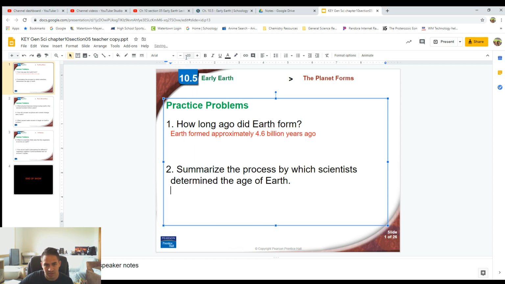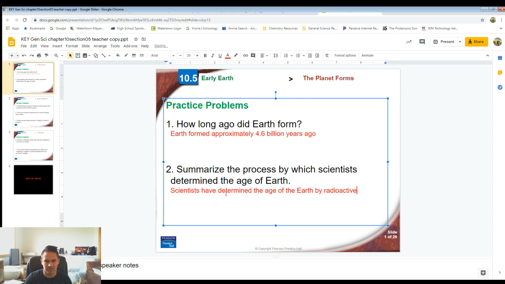All right, so there are a few different things, but in the notes it talked about how we use radioactive dating to look at the age of Earth rocks, as well as radioactive dating to find the age of space rocks, right, like moon rocks and asteroids, stuff like that. So we can say that scientists have determined the age of the Earth by radioactively dating Earth rocks, moon rocks, and other space rocks.